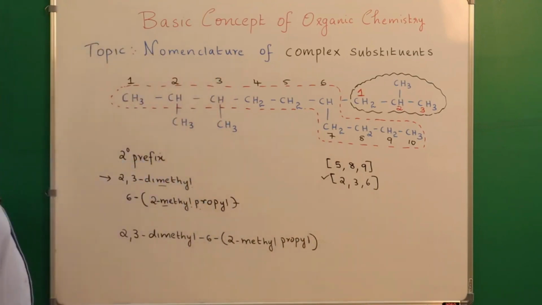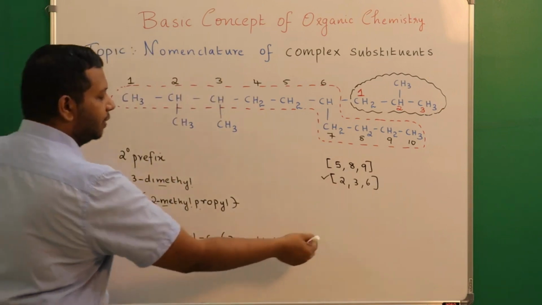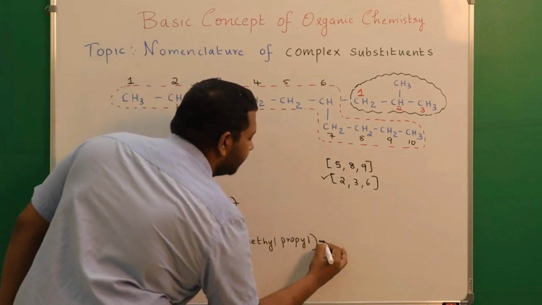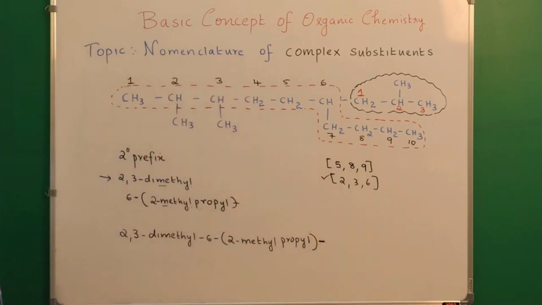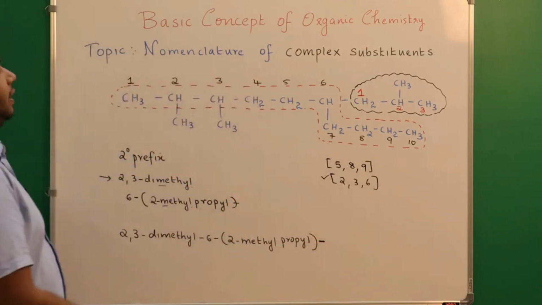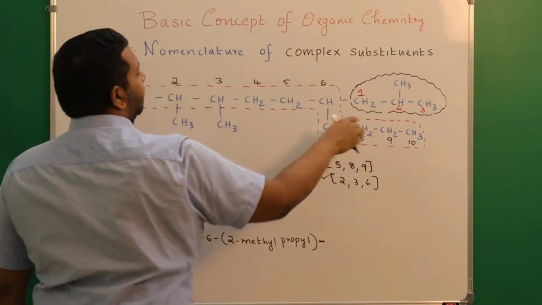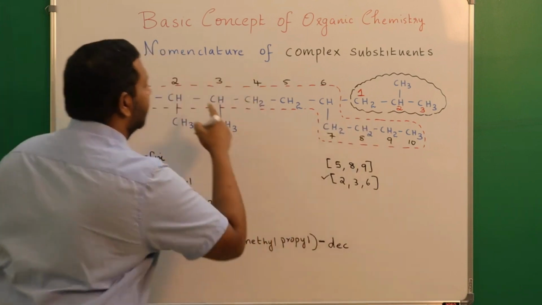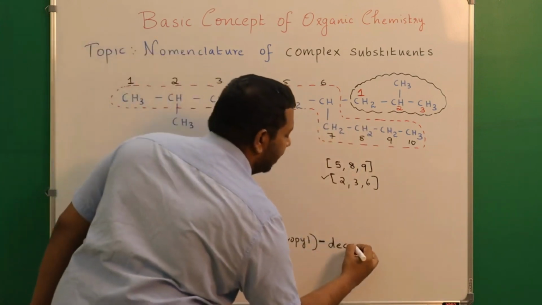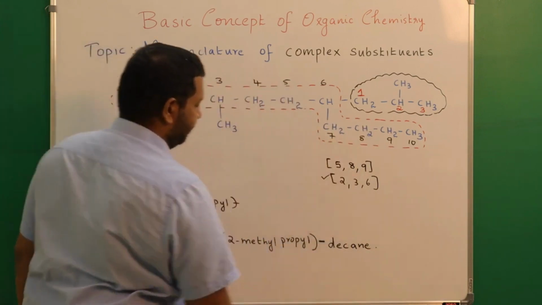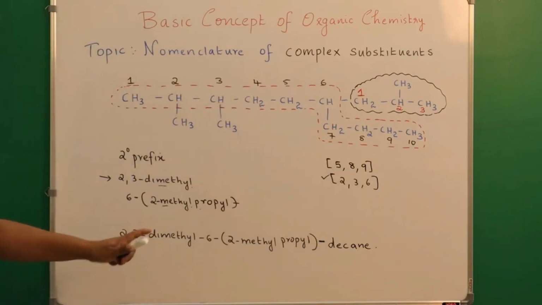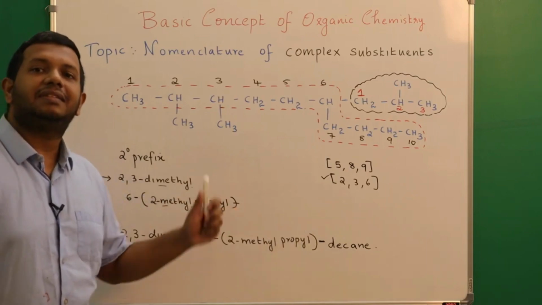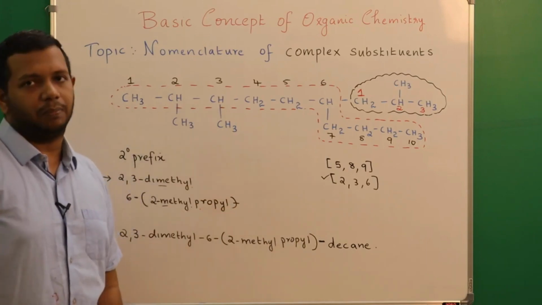2 methyl propyl. Then this hyphen is there, so please close that hyphen. 2 methyl propyl. Okay. So 2 methyl propyl. Now tell me, the parent chain has 10 carbon atoms. So my word root is dec and they are connected through single bond. So ane, decane. So my name is 2,3 dimethyl 6 hyphen 2 methyl propyl decane. This is the way you need to name the compound.